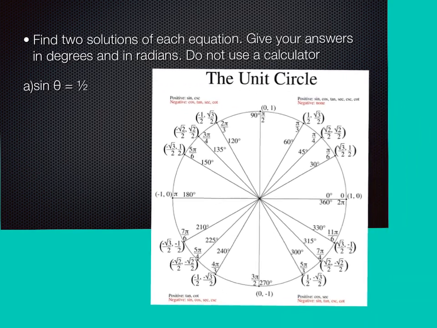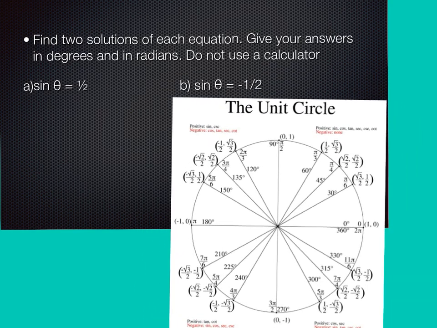Okay, so the first one says A is sine theta equals 1/2. So if I look at my unit circle, I'm trying to find sine, which is which coordinate? The y. I'm trying to locate where on my unit circle the y is a positive 1/2. Where does that happen? At 30 degrees or pi over 6 and 5 pi over 6 or 150 degrees, right?